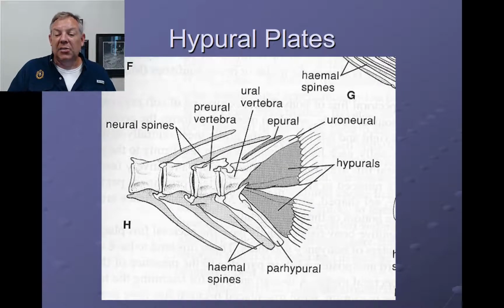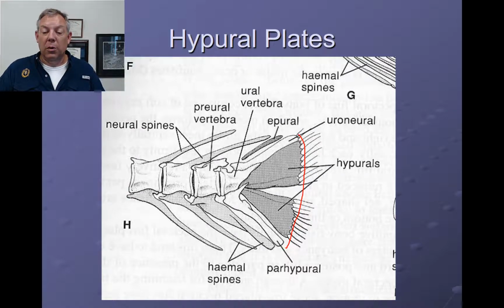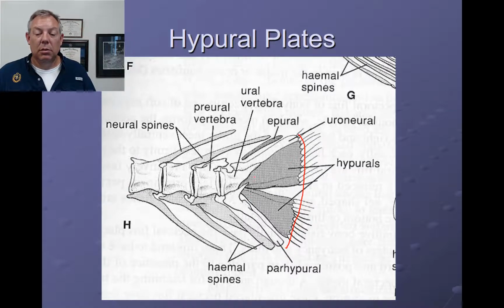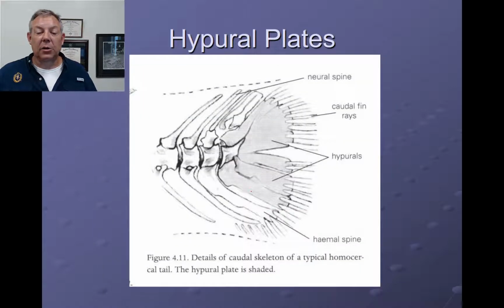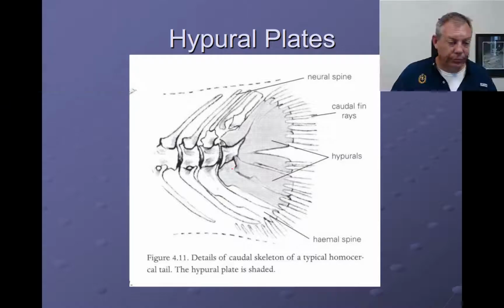So these hypural plates are what attaches the caudal fin to the vertebrae. And they're flat plates. And so you can imagine that here's the end of them right here. And so if you had the fish and you kind of bent it, it would sort of bend around this corner. That's where you would measure the standard length. Here's another look at hypural plates. And that's what they look like, and that's where you find them.